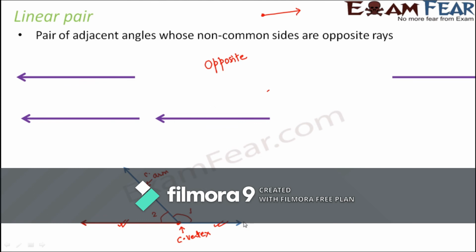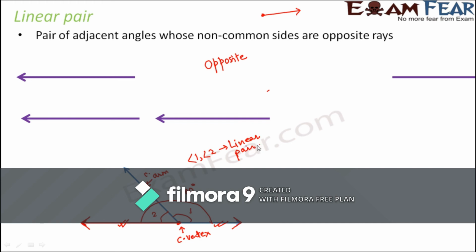And when you look at the non-common sides, these are opposite rays, they are actually extending in the opposite direction. Opposite means it needs to be exactly opposite. Now, if two rays are exactly opposite to each other, what would be the angle formed between them? The angle formed between them, this angle, would be nothing but a straight angle, that is 180 degrees. So two opposite rays will always form an angle of 180 degrees. Now in this case, we say that angle 1 and angle 2 form a linear pair.